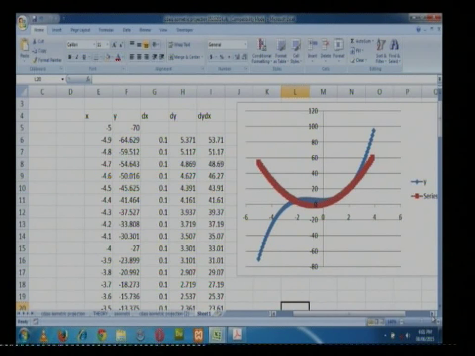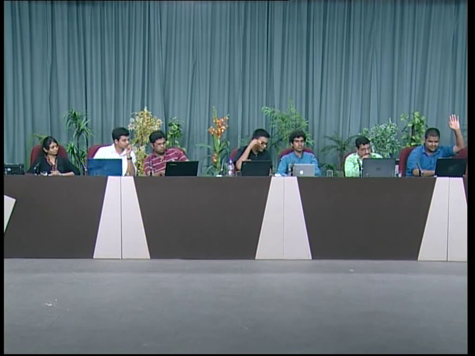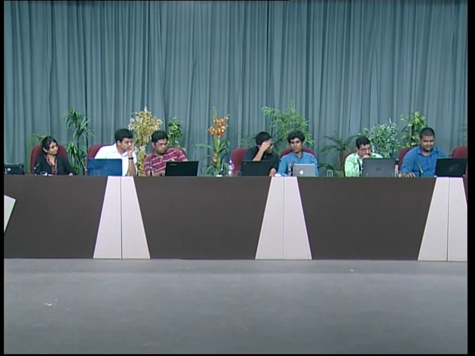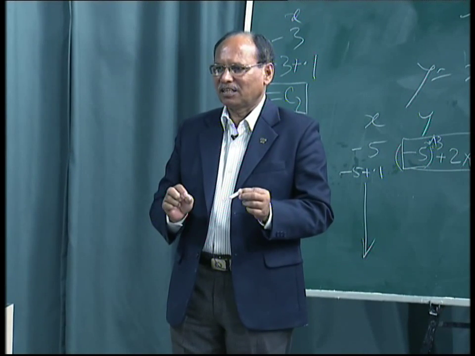This curve, red curve. Raise hand. Okay. Any issue? So, what is this red curve signifying?